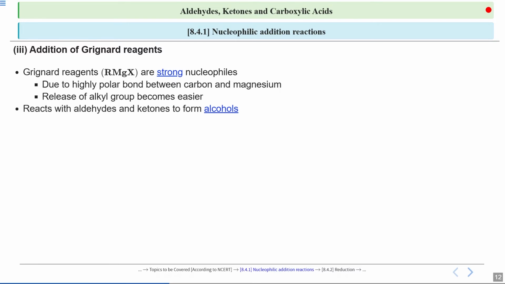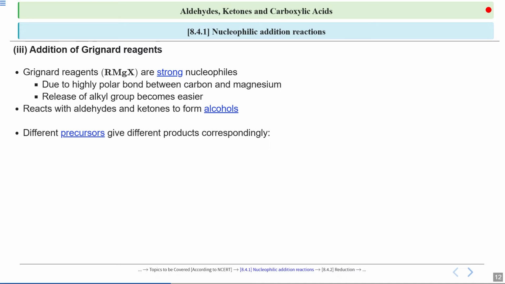Grignard reagents react with aldehydes and ketones to form alcohols. This reaction is an example of nucleophilic addition, where the nucleophile adds to the carbonyl carbon, resulting in the formation of a new carbon-carbon bond and an alcohol.